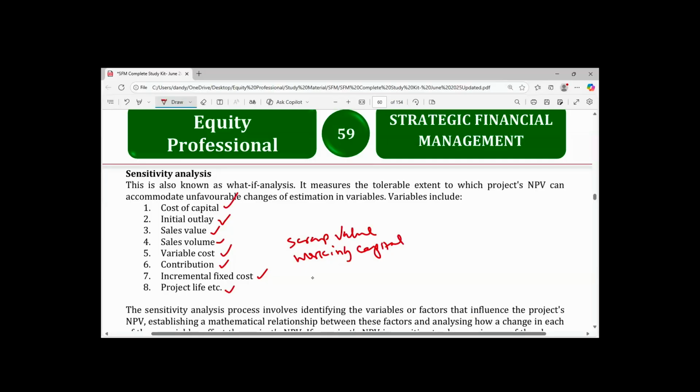What we are saying is, what is the percentage change in any of these variables that will make the project NPV unviable, okay? What is the percentage change? What is the maximum increase or decrease in any of these variables that will make the project still be viable, such that at any point above or below the percentage attained, the project may become unviable. So that is what sensitivity analysis measures.